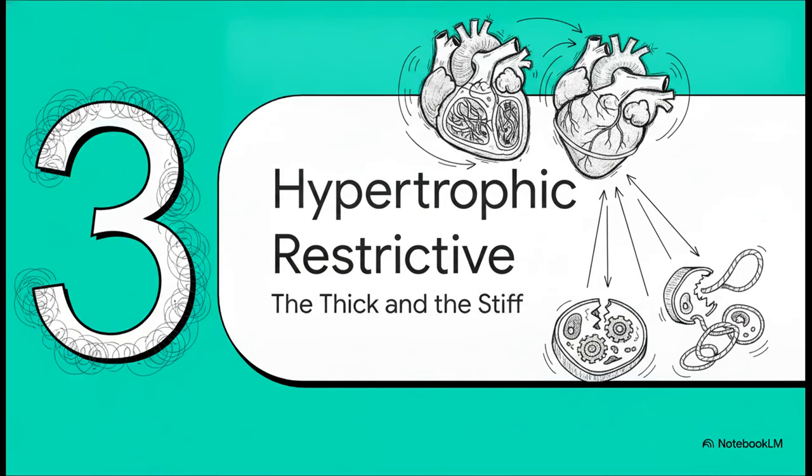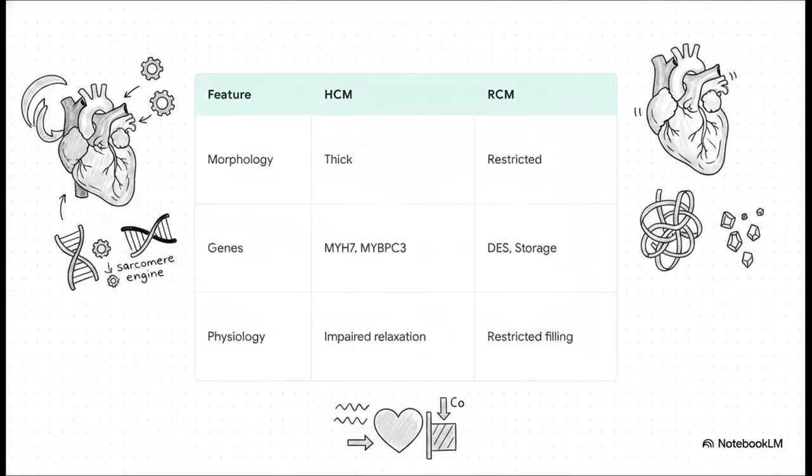Section 3. Hypertrophic and restrictive phenotypes, the thick and the stiff. Zooming out slightly from our myocyte blueprint, let's contrast what happens to the whole heart when these specific systems break down. With hypertrophic cardiomyopathy, or HCM, the morphology shows a thick, overgrown muscle. You often see a highly thickened septum and a really small chamber. This is primarily driven by pathogenic sarcomeric variants, specifically in genes like MYH7 and MYBPC3, right there in the sarcomere engine. The physiology involves enhanced calcium sensitivity and severely impaired relaxation.